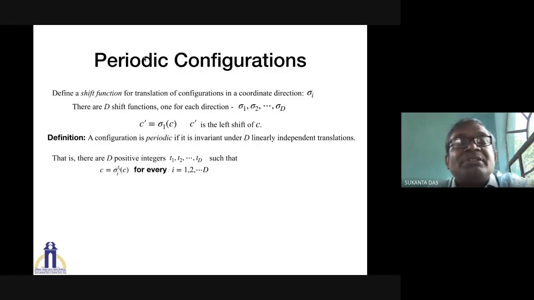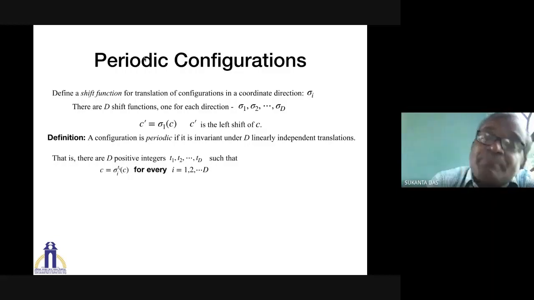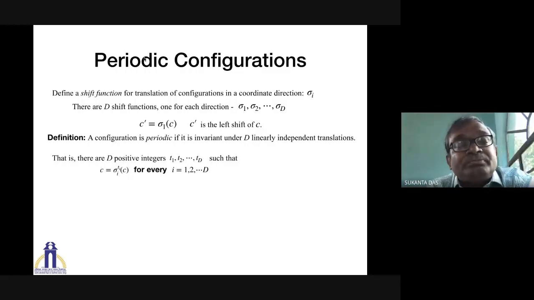In the previous example, I wrote C dash equal to sigma 1 of C. This is a general one. If I apply sigma 1, it shifts, so it should change. But if it remains the same after applying the translation, we call it a periodic configuration. And that has to be true for each I. It is not that it is true only for I equal to 1. It has to be true for I equal to 1, 2, up to D, for all possible cases.